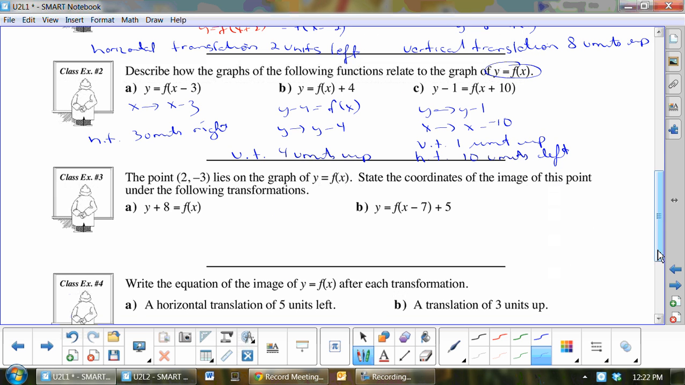Now, example 3 would be more like it's definitely a diploma question. They give you a point and they give you a transformation. Say, what would be the new point? So we don't need to do both of these. We'll just do B. Now, let's get the transformations into words and then we'll move the point.